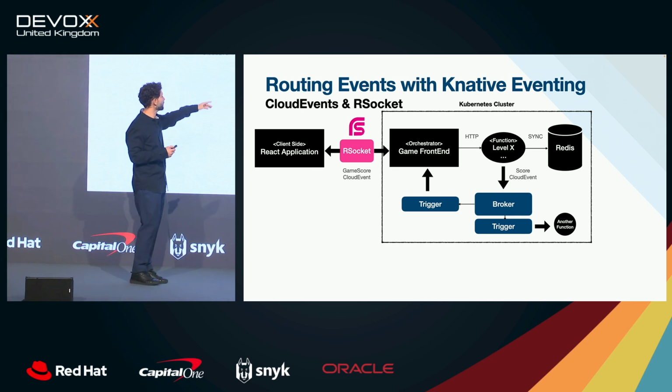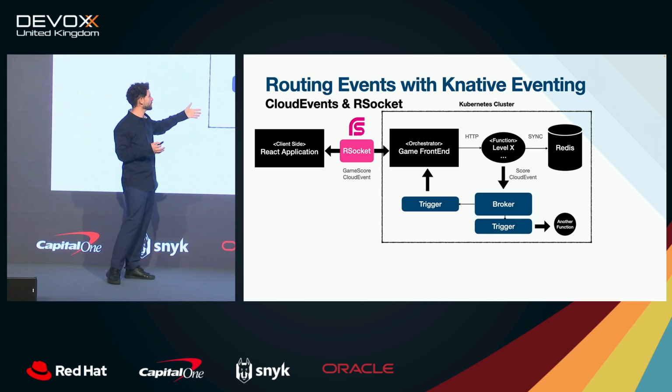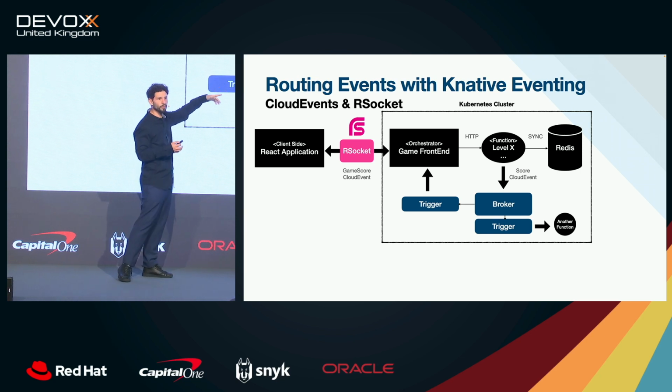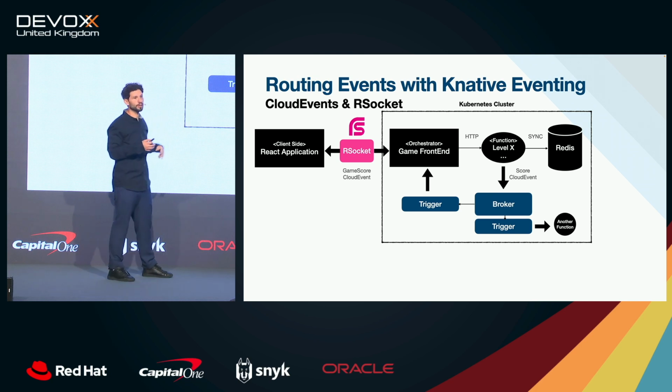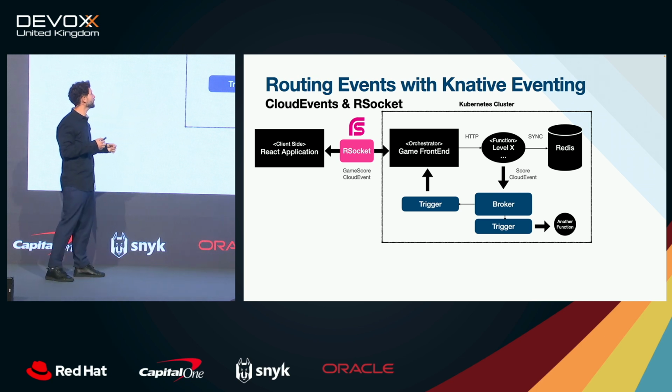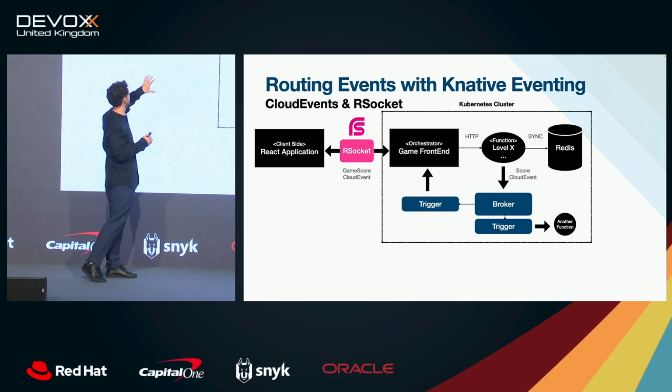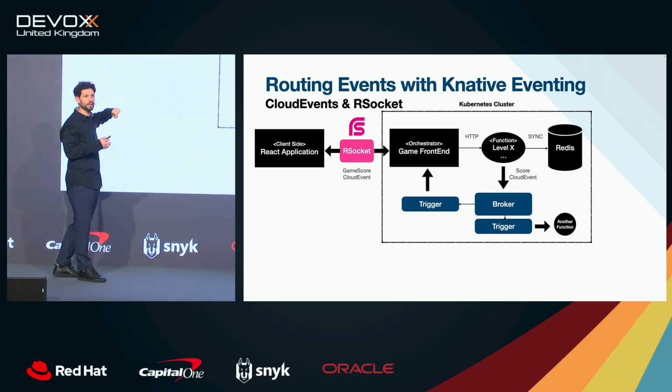And in this case, we have defined a trigger. Again, it's a subscription to say, if we get a certain type of events, in this case the score events that we are generating in the function, we want to forward that to the game frontend, which is, again, the main entry point for the application. And that game frontend is going to propagate that cloud event to your client application.